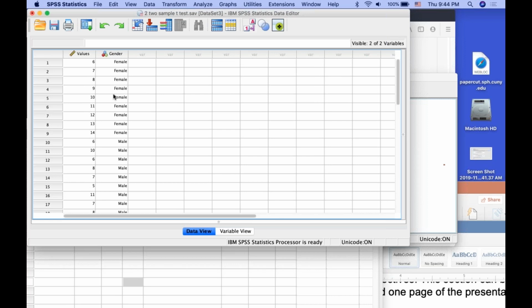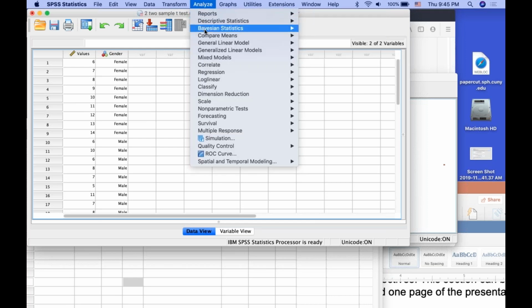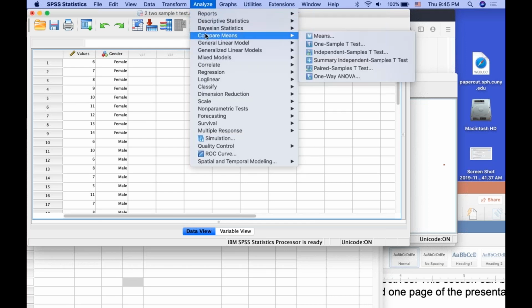It happens to be dichotomous. So I'm going to do a t-test. I'm going to look to see if the average score for females is different than the average score for males. So I go to Analyze. Now I'm going to go down here to Compare Means because I'm comparing means of the 2 groups. Compare Means, Independent Samples t-test, because there are 2 samples.